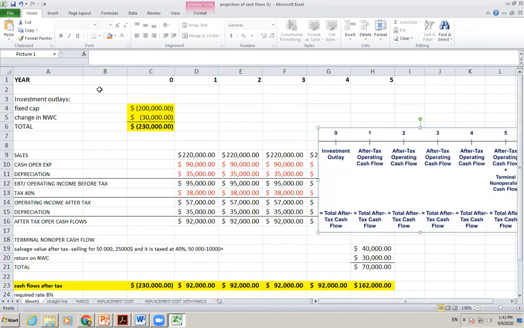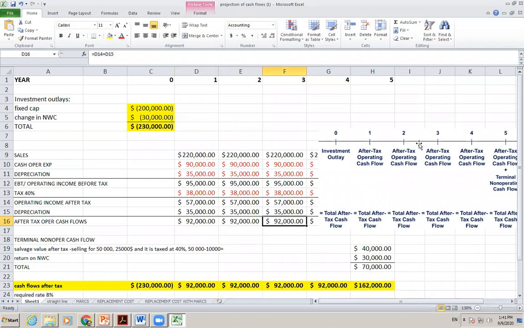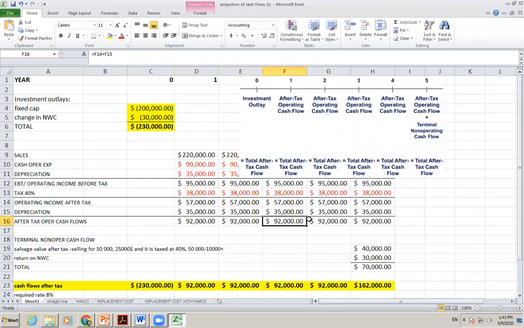Now, investment outlay is this one. We know how to calculate it: change in net working capital and fixed capital. Fixed capital is your investment cost, the money you spend to start your business. After-tax operating cash flow is here. They're all the same for simplicity, but we will deal with the cash flow projection when these numbers are different. You will see how we manage to make it different. But now, what you're responsible for, they are fixed.